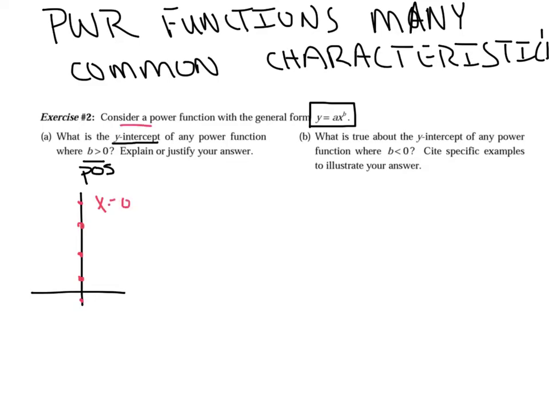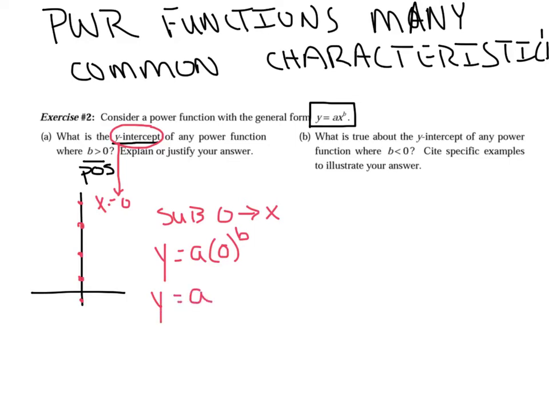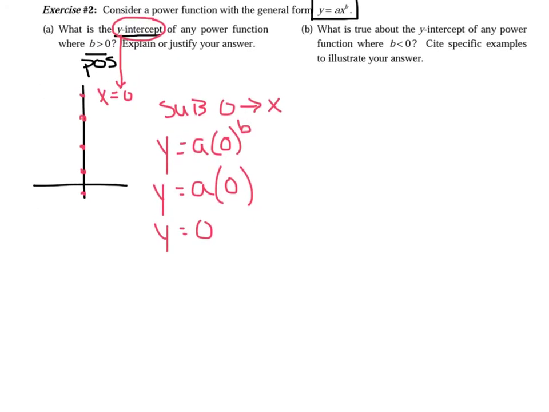And so as soon as they said y-intercept, I want you to start thinking x value has to be 0. So I'm going to substitute a 0 in for x and see what happens. I get y equals a times 0 raised to the b power. And what you'll notice is that 0 raised to the b power, really 0 raised to any power in the world, is simply 0, and of course a times 0 is 0. So what we just discovered is that the y-intercept for every power function will always be y equals 0.